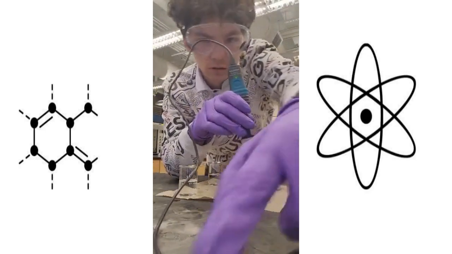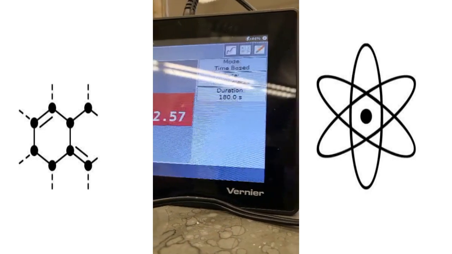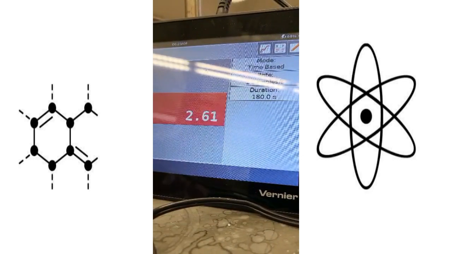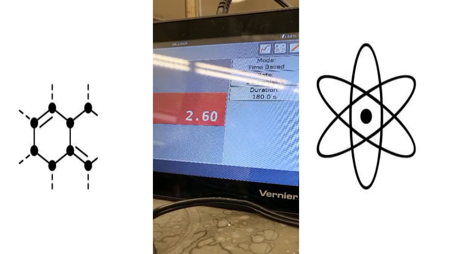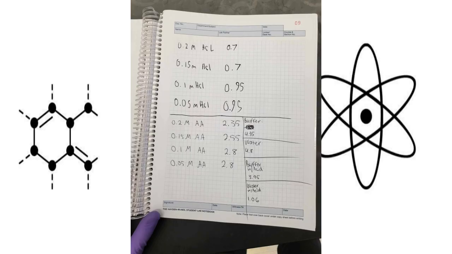Right there. We're seeing the pH a little different there. Looks around like a 2.6. Maybe a little lower than that, 2.55. Let's put that down, 2.55. Here are the full results of this part.